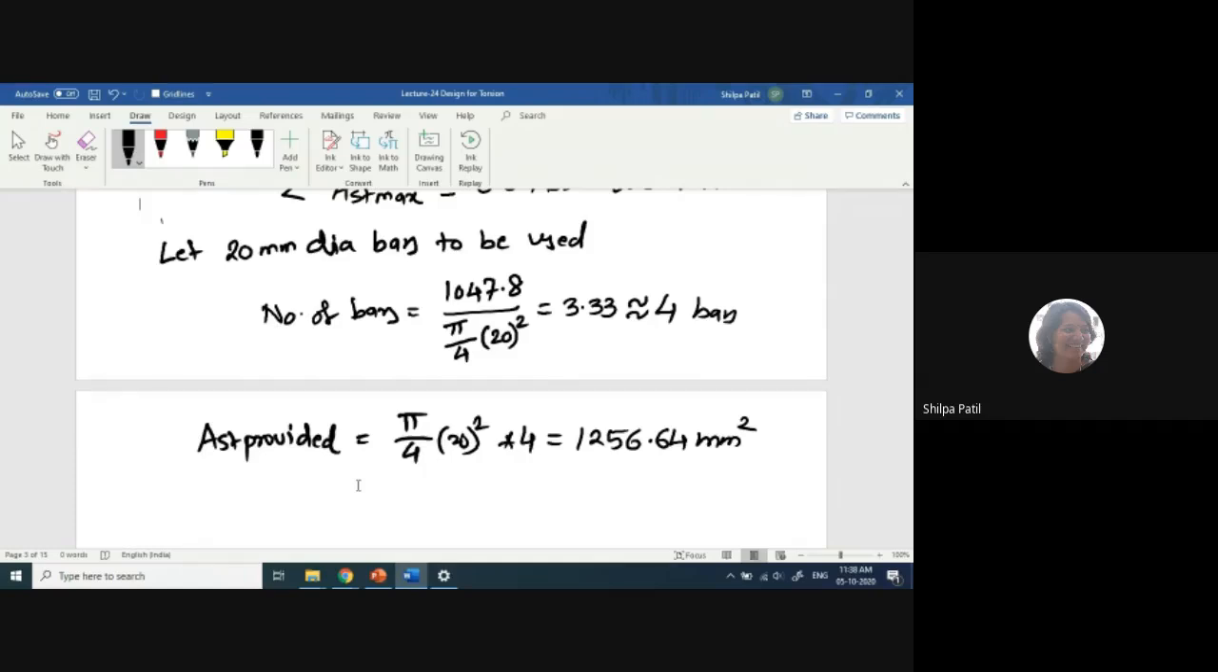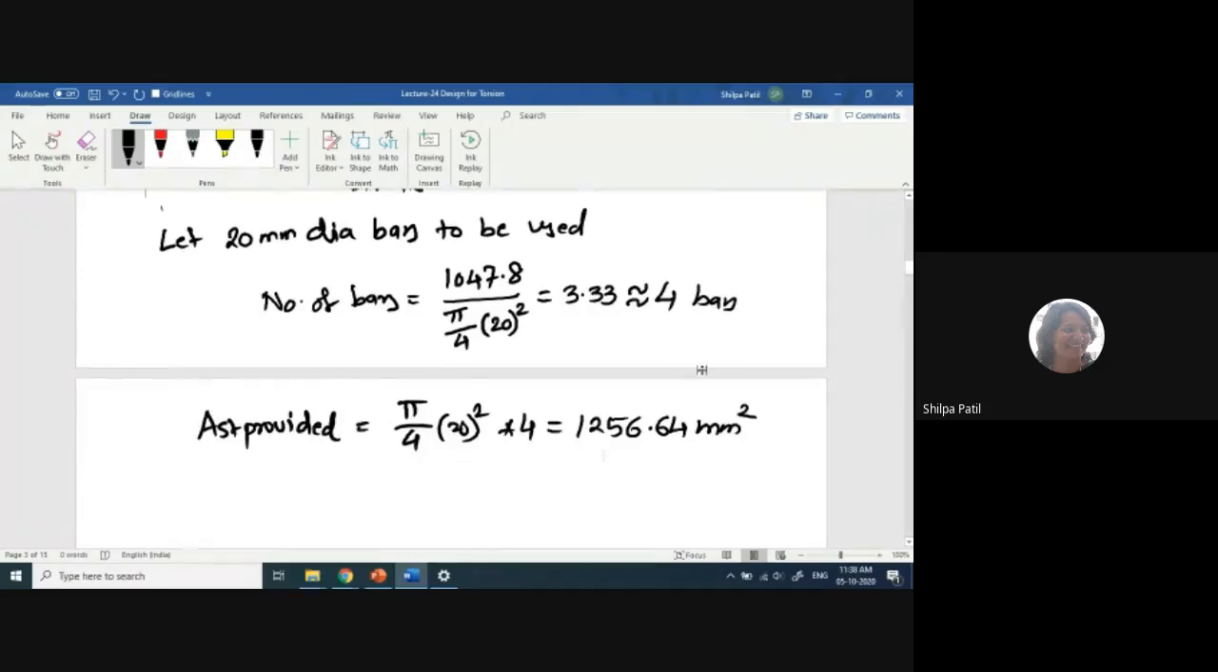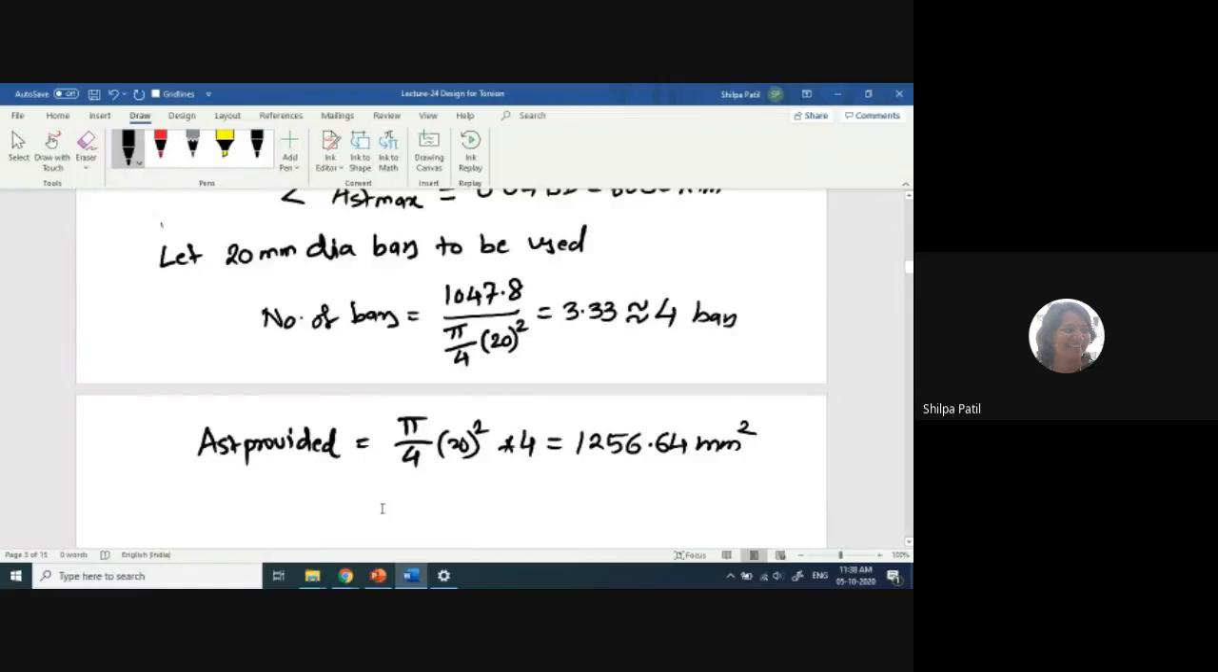Okay, so for your design purpose, this is okay, whatever right now we are doing, just to understand whether the concepts are clear to you or not. Practically, if based on this AST provided my percentage of steel comes out greater than the critical percentage of steel, I need to reduce the area of the steel. In that case, how can I reduce?